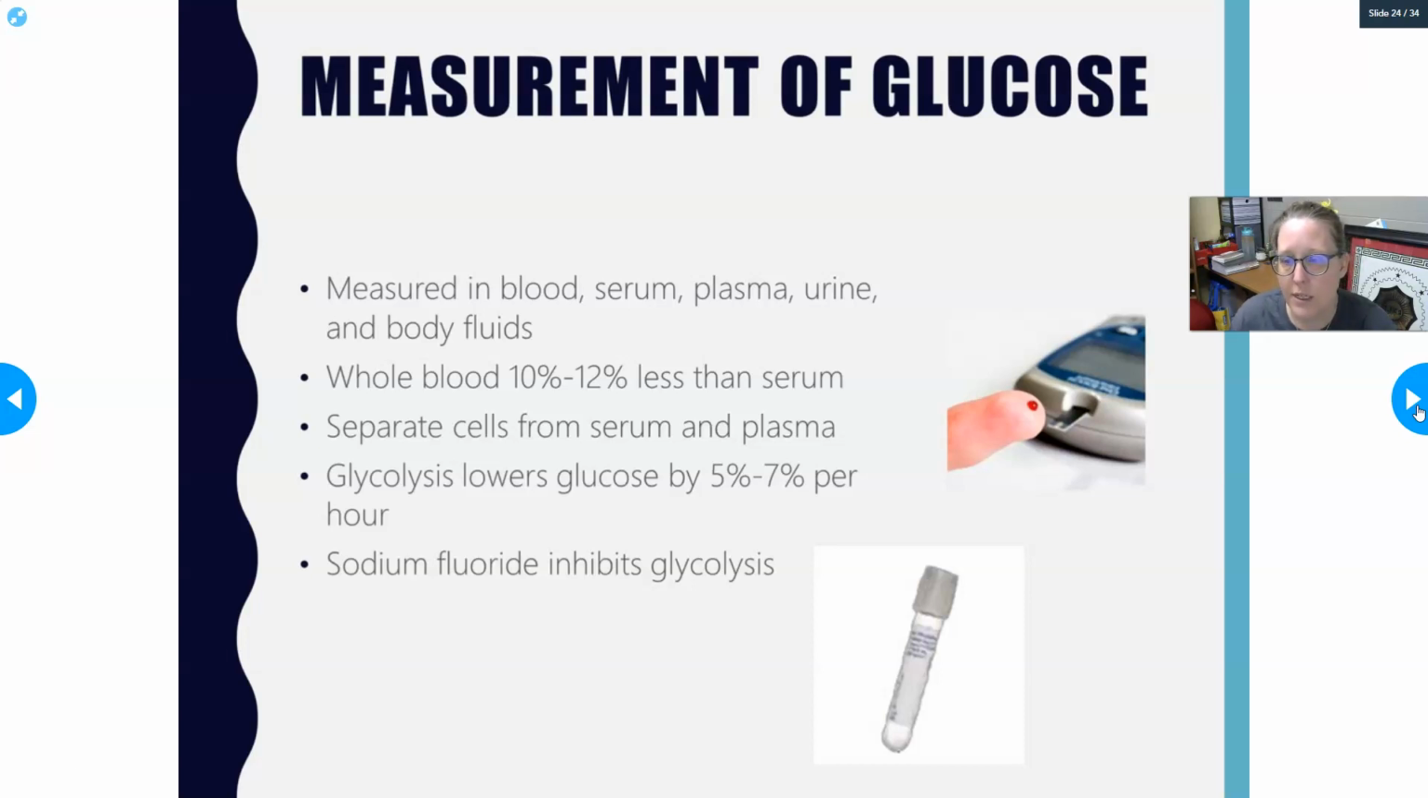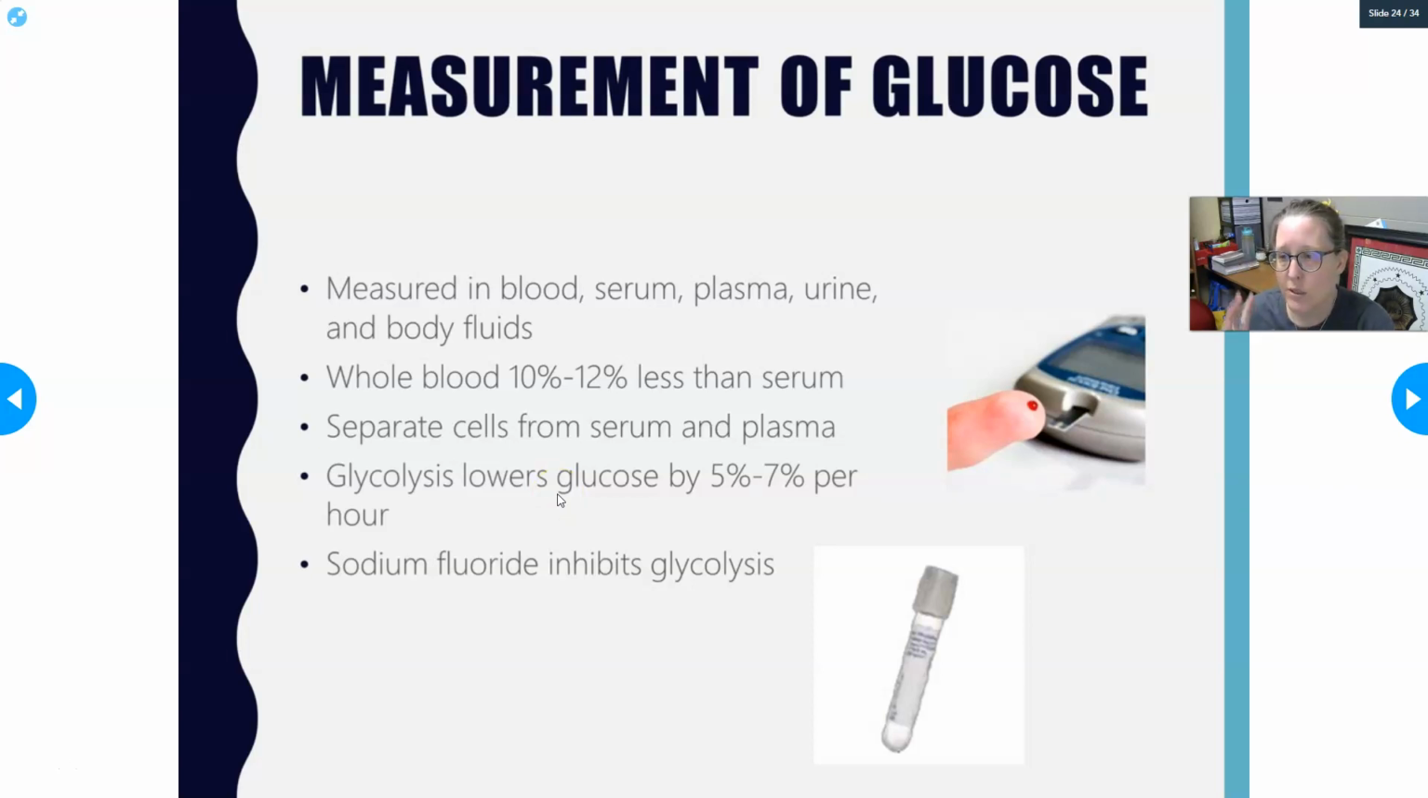Normally, if you do blood glucose analysis and you're doing the analysis on serum or plasma, you want to separate the serum or plasma from the cells, because the red cells are continuing to use glucose or glycolysis for energy, and so as the serum or plasma sits on the cells, it will lower the glucose by 5 to 7% per hour.